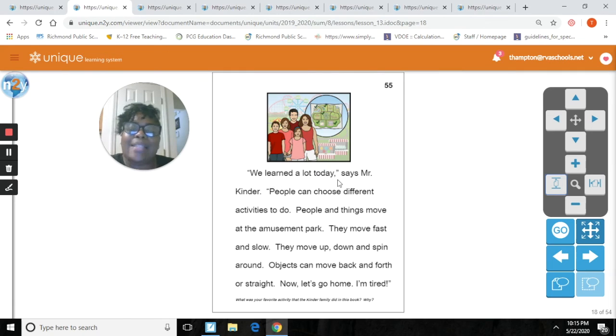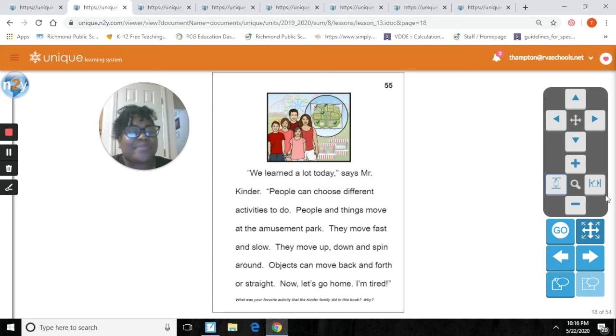Okay, we learned a lot today, says Mr. Kinder. People can choose different activities to do. People and things move at the amusement park. They move fast and slow. They move up, down, and spin around. Objects can move back and forth or straight. Now, let's go home. I'm tired.